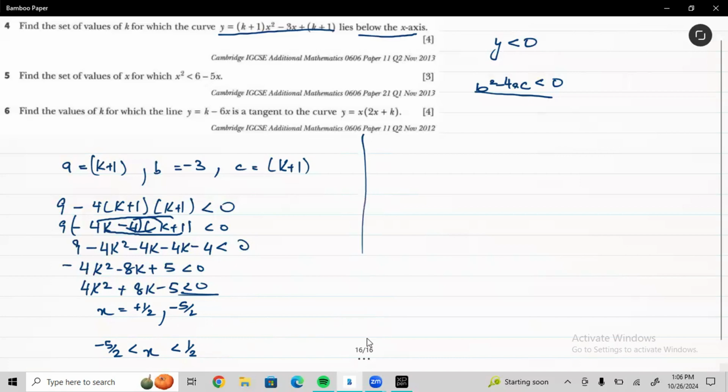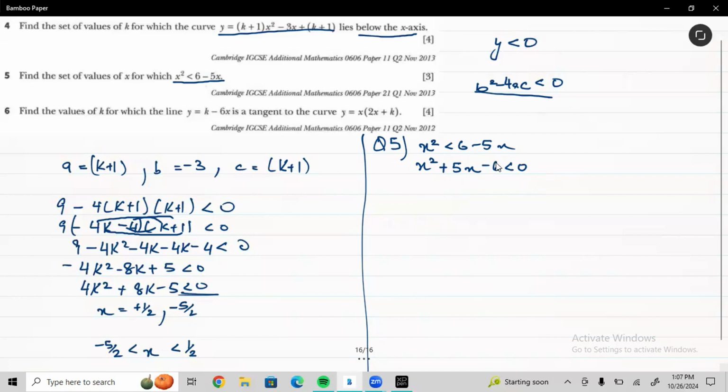For question number 5, what they've asked us is to find a set of values of x for which x squared is lesser than 6 minus 5x. So again, it's really simple. We just have to solve this equation up. So x squared plus 5x minus 6 is lesser than 0.